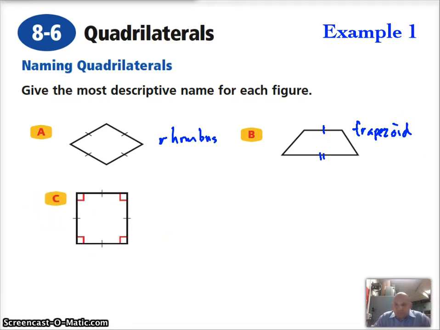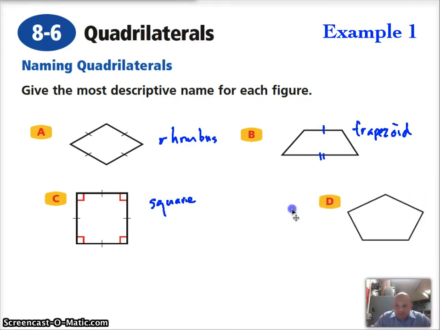Here we have certainly a parallelogram. We could call it a rectangle. We could even call it a rhombus, but more specifically, it's a square, because it's a type of rhombus that has 90 degrees.